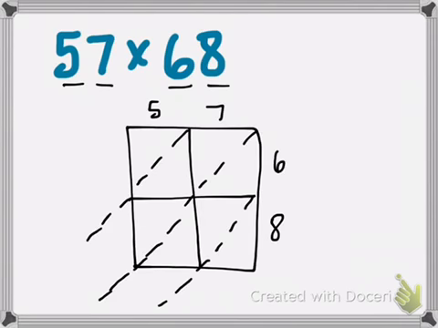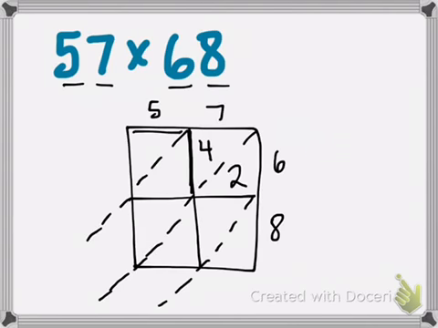So the top right box is a 7 by 6, so 7 times 6 is 42. So you put your 4 tens and your 2 ones. The top left box is a 6 by 5. So 6 times 5 is 30. So we put our 3 tens, 0 ones.